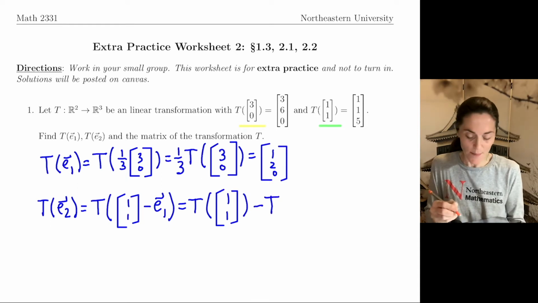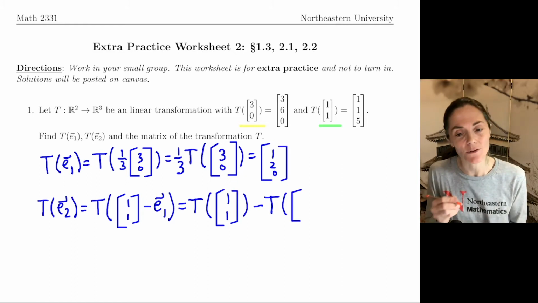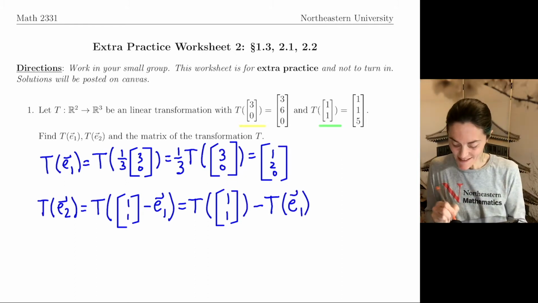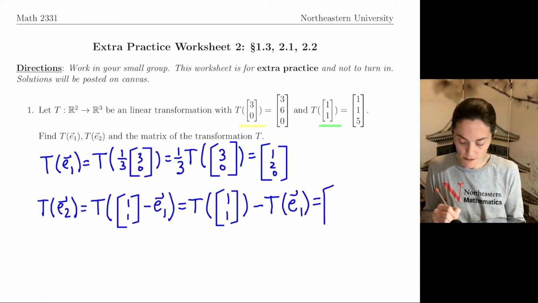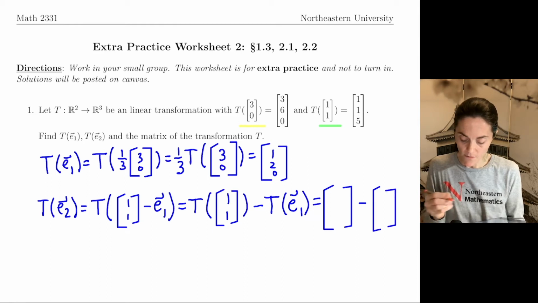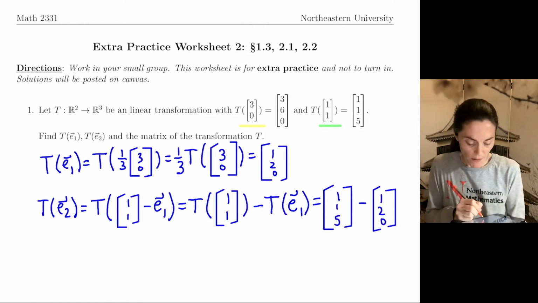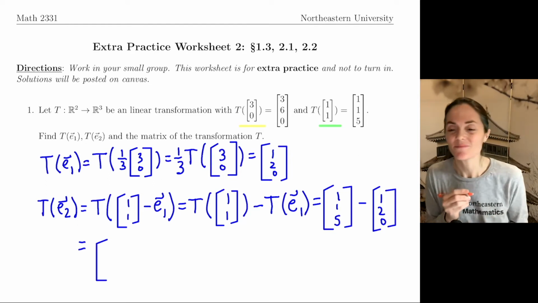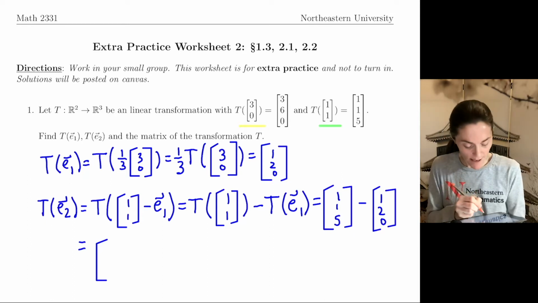I like this example because not only are we asked for the matrix, which we still have to do, we have to use properties. Well, now I can just subtract these two vectors, T of 1, 1 minus T of E1. T of 1, 1 is 1, 1, 5. And then I have 1, 2, 0. And we get the following, that T of E2 is 0, -1, and 5.